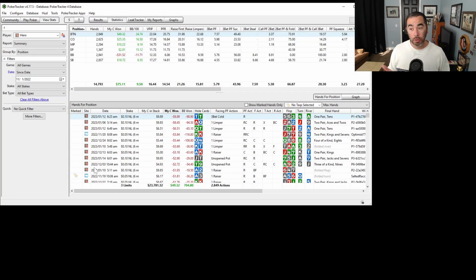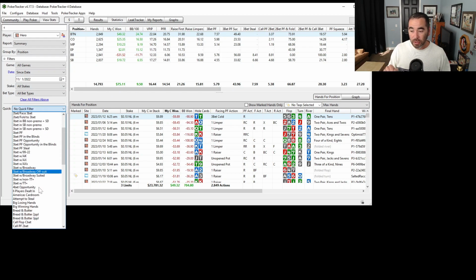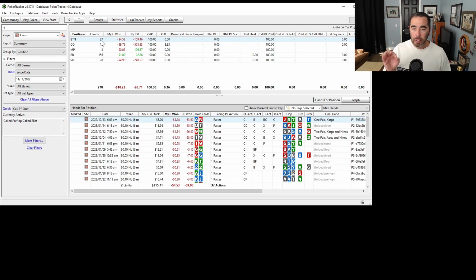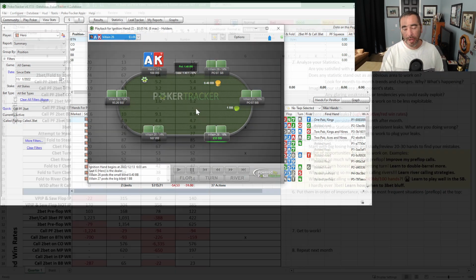So let's take a look at my database in Poker Tracker 4 right now, right? Since November 11th, I played that 14,800 hands total. Let's filter specifically for calling pre-flop 2-bet, and let's look at on the button right here. You can see I called 37 times. The worst offender was I called with an ace-king offsuit. Why would I call with ace-king? Why not 3-bet at the time? But the only way to really understand what I'm possibly doing wrong is by analyzing the hand, right?